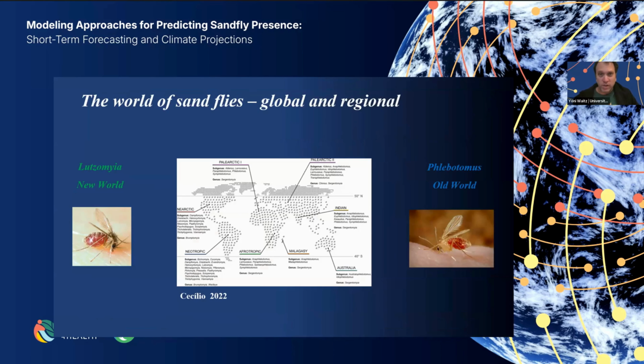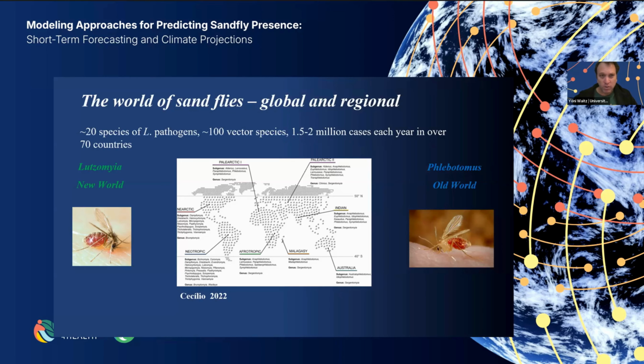So let's dive into the world of Sandfly. If there are some people here who haven't been in any of the previous webinars or never met Sandfly, it's a very diverse and large group that covers most of the world. In our case, we are interested in two specific genera. One genus is Phlebotomus, which is common in the Old World, meaning Europe, Africa, and Asia. In the New World, in the Americas, we have Lutzomyia. Both of them are the main vectors of Leishmania parasites.